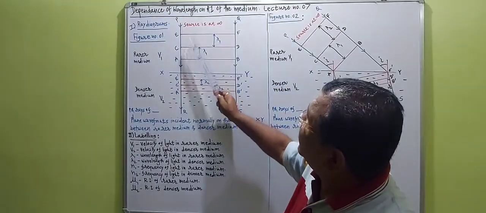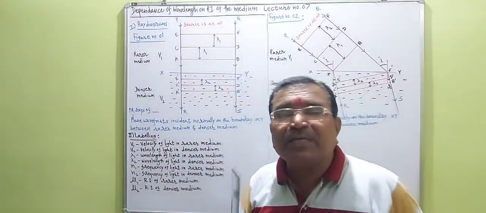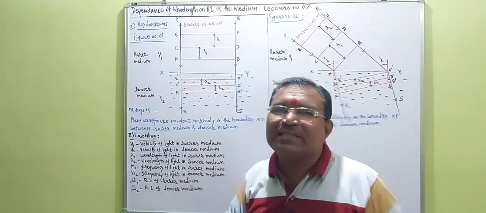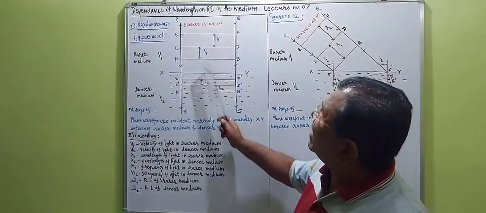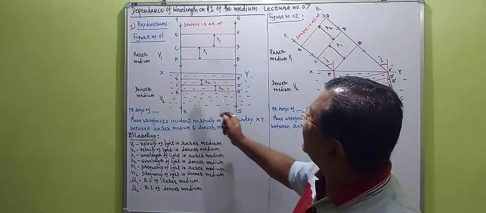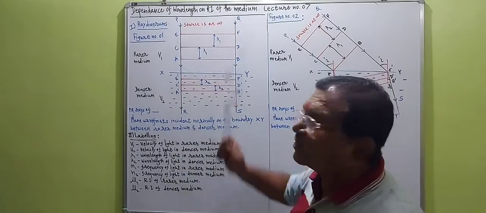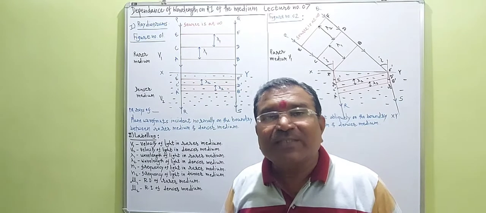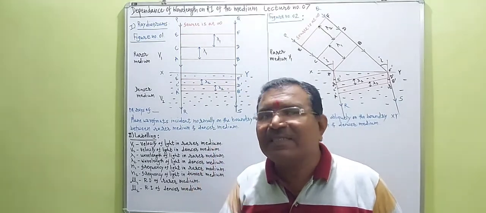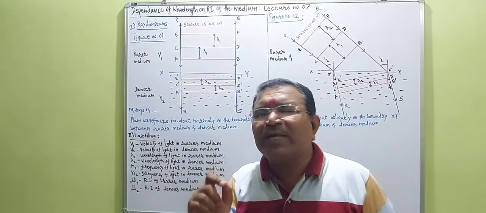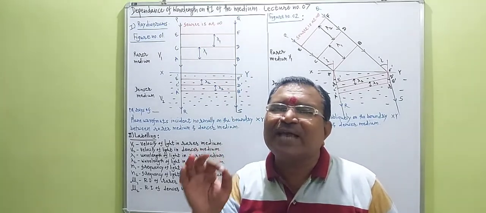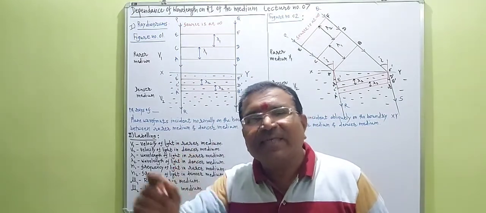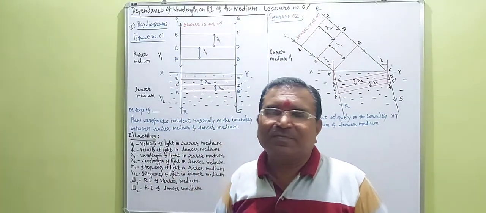Three plane equidistant wavefronts are shown as shown in the figure: A, B, C, D, E, F. These are the three plane wavefronts which are equidistant, and the distance between two neighboring plane wavefronts is lambda 1, which is nothing but the wavelength of light in the rarer medium.